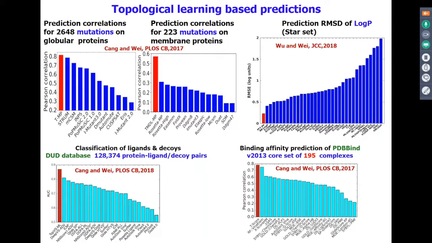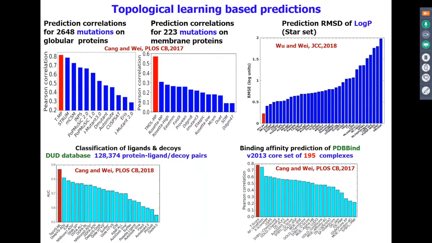This part is the DUD database. We have more than 100,000 protein ligand decoy pairs. And using our topological method, we can do much better compared with other methods in the literature. We just published this last month or so. The last one is the PDBbind. This is closer to what we do. It's the 2013 core set of 195 complexes. Our method also outperforms other methods there. However, those are existing databases. Before we do it, we already know what the result is, right?